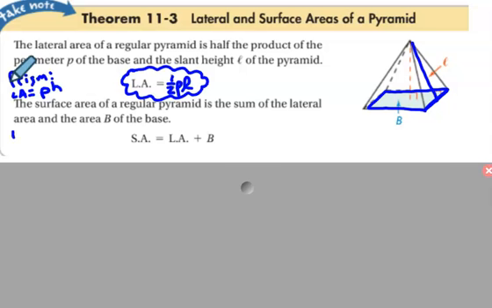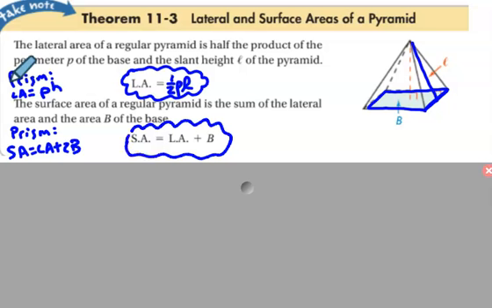Again, prisms had the surface area formula of LA plus 2B. Well, this one is LA plus B. Why is there not a 2 in front of the B? Because there's only one base. So you're not doubling B if there's not two bases. So I like this formula even better. Instead of LA, we know what LA is: 1/2 PL plus the area of the base.